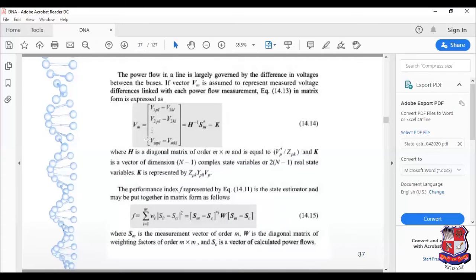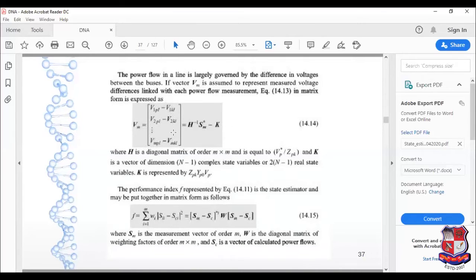Now, as we know, Vm is nothing but the difference between two bus voltages. If multiple buses or multiple lines are connected, then it can be written as V1 for the first line between P and K, the second line between P and K, and the third line between P and K. So if we have m number of variables, we can consider that every line has one measurement unit connected. Now we have to identify everything in terms of the H matrix.